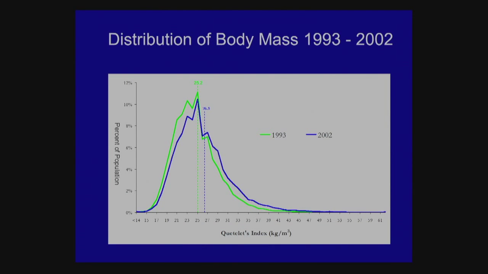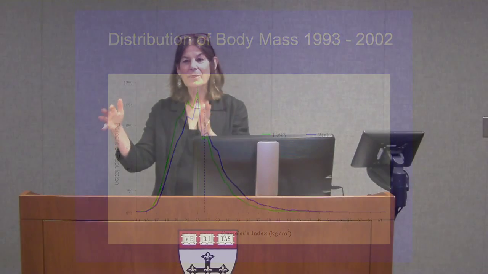So over this same period of time, we went from a country where, the green line is 1993, the mean body mass index was 25.2, and by 2002, it became 26.5. So what happened during that time is everybody got heavier. Everybody in the United States got heavier by a certain amount, and that drove the tails of the distribution to be wildly different. What are the implications of this?